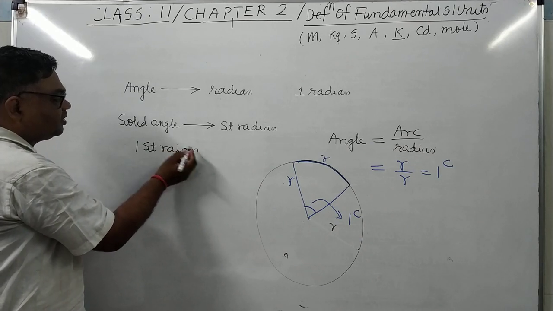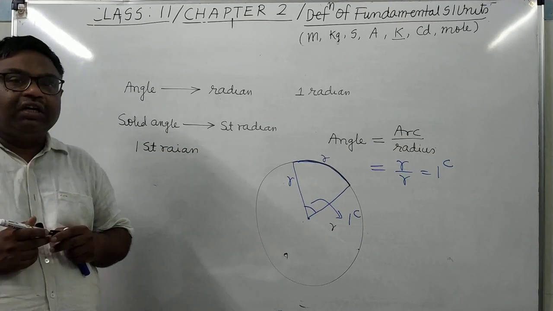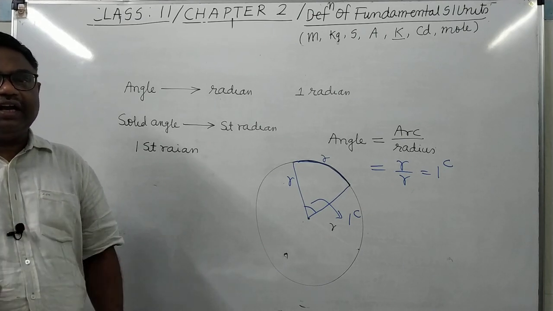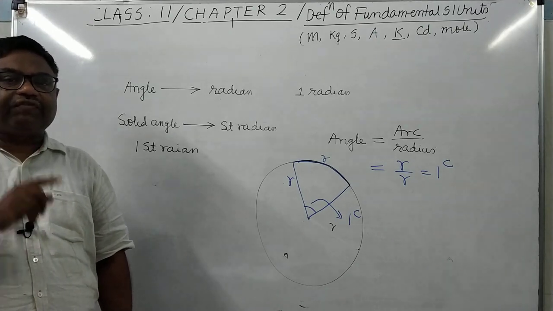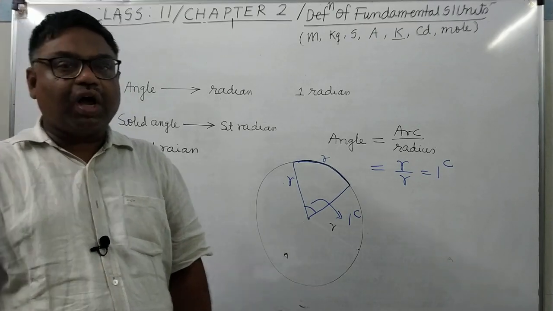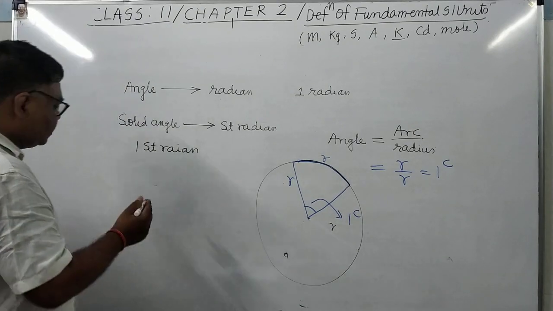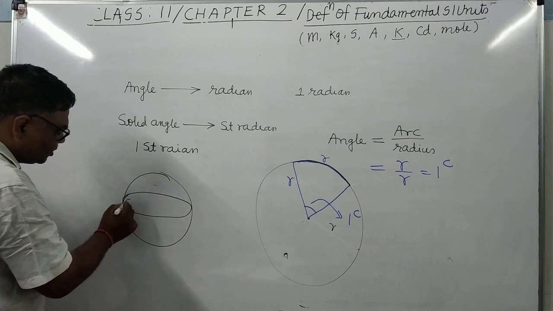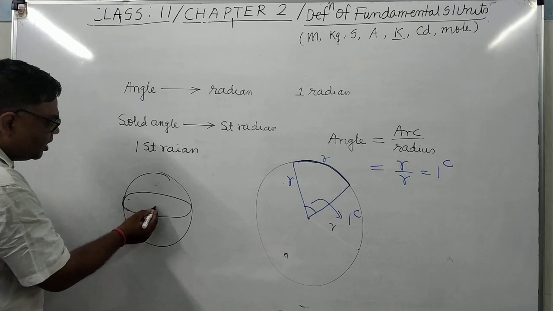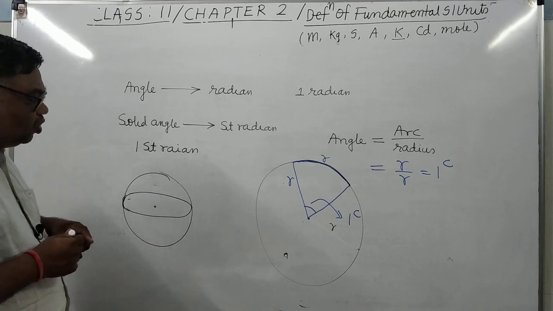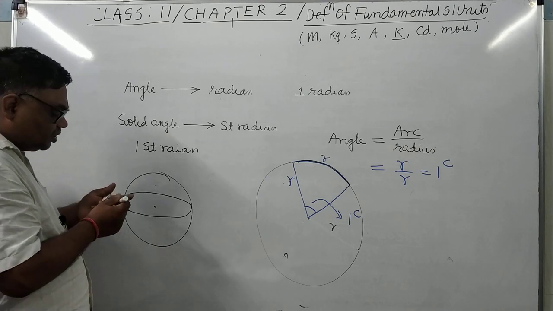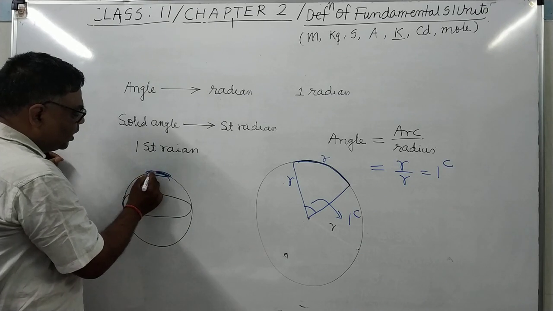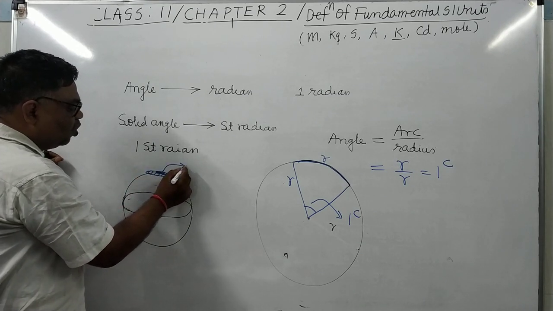1 steradian is the solid angle subtended by the surface of a sphere at its center, such that the area of the surface is equal to the square of the radius. Here it is a sphere, you can see this is the sphere. It's clear? And its center is this. Now what is 1 steradian? Suppose its radius is r. So we have taken a surface here whose area is equal to r square.